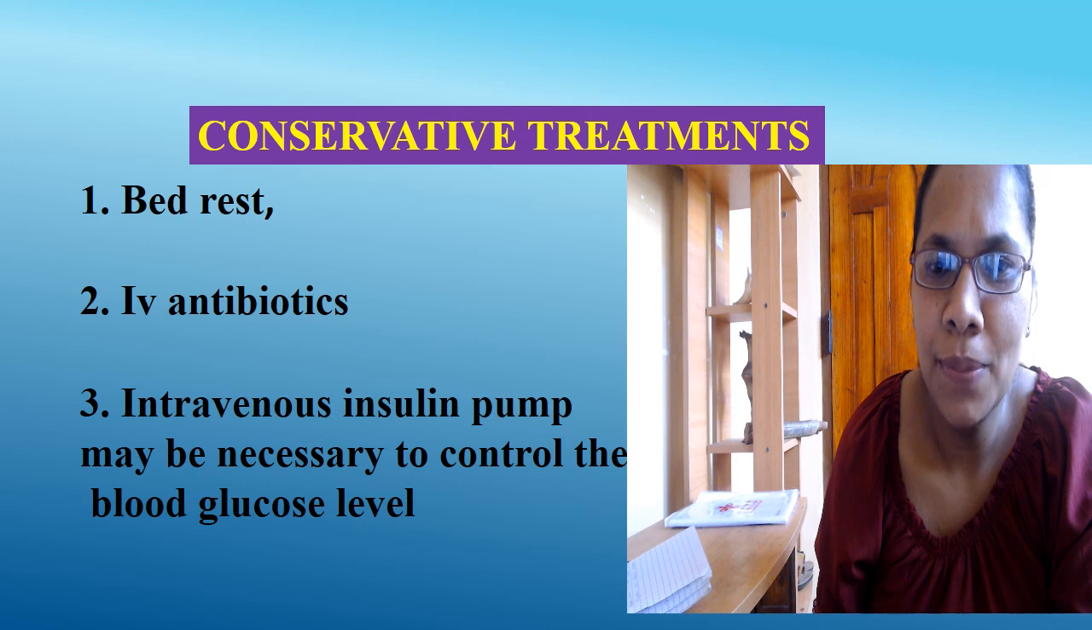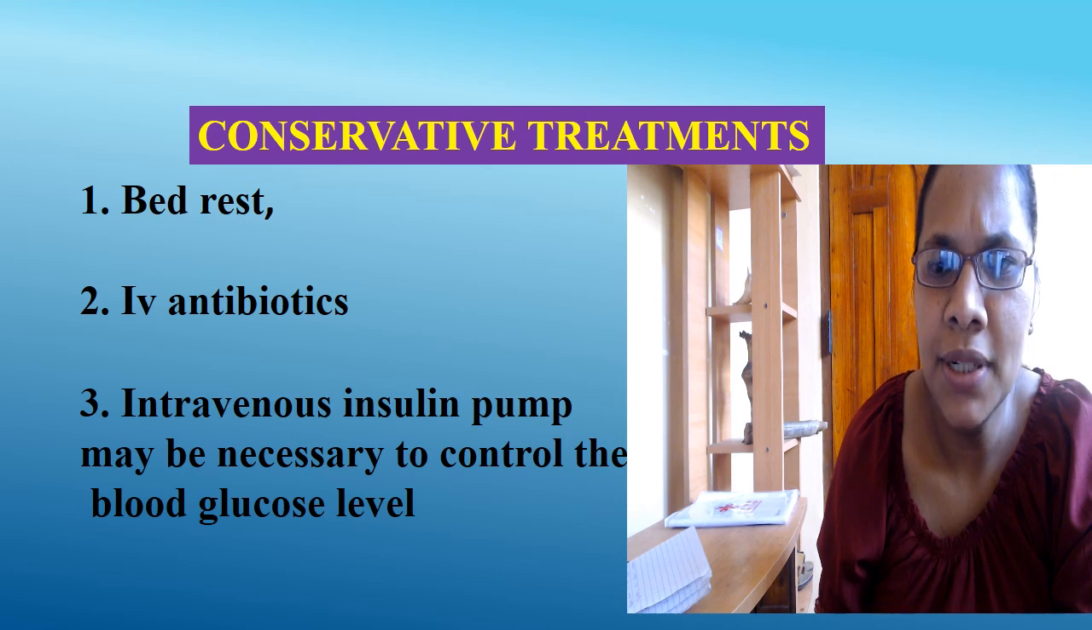Now I will talk about treatment of diabetic foot ulcer. Identify the main two types of treatment for these ulcers. First one is conservative treatment. Conservative treatment includes bed rest and IV antibiotics. An intravenous insulin pump may be necessary to control blood glucose level.